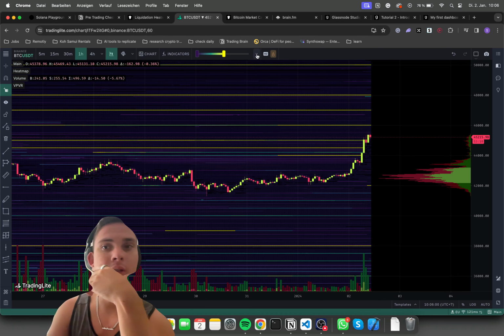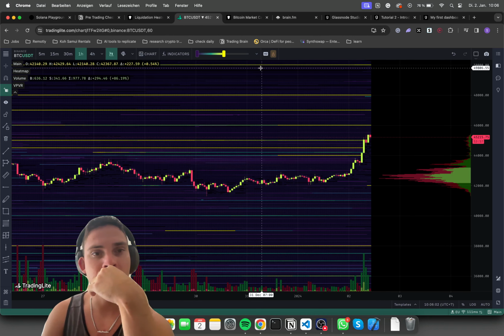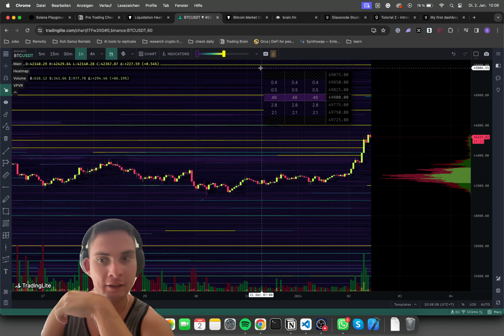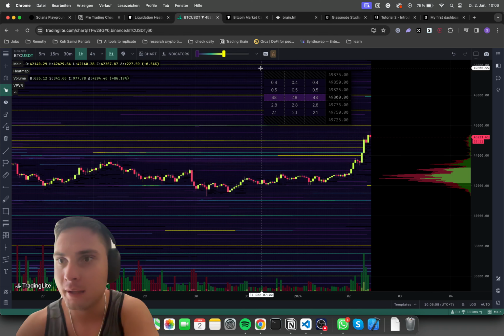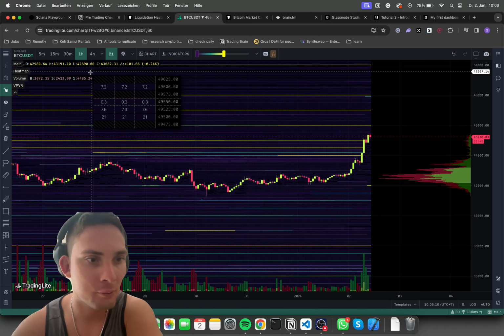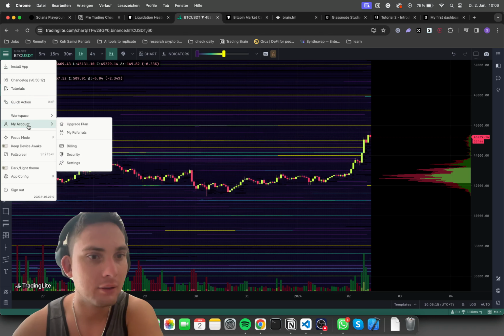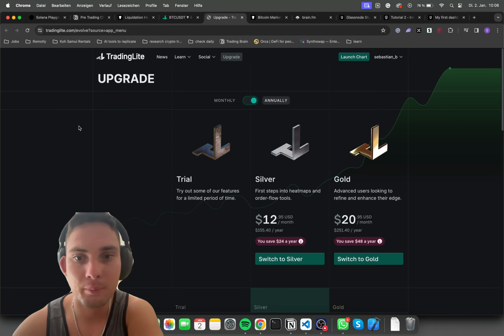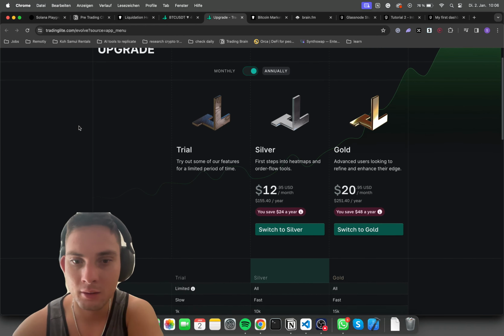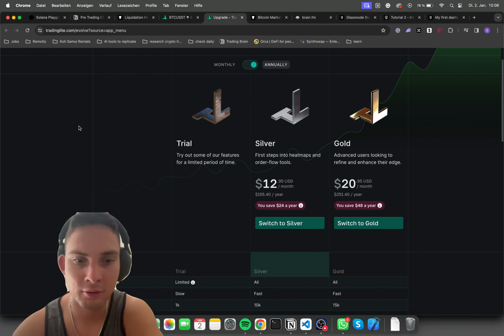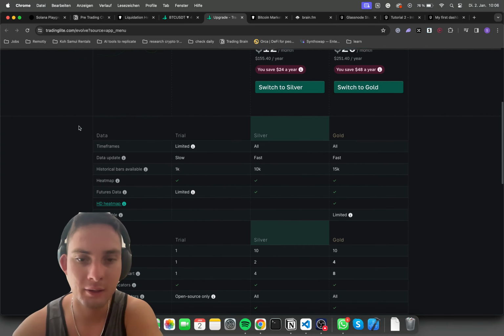Okay, let's swap from Glassnode to Trading Light. Trading Light, I think, am I on a paid version? I think I'm still even on a paid version. I can't remember what tools I bought. My account. Let's see. I don't want to leak my billing data. Okay, we are still on trial.